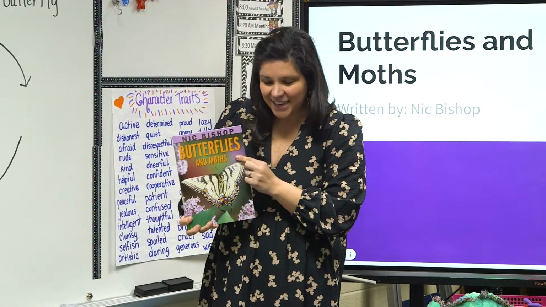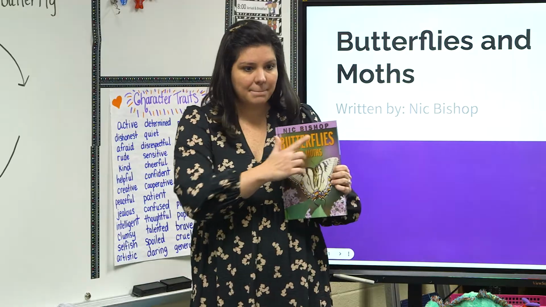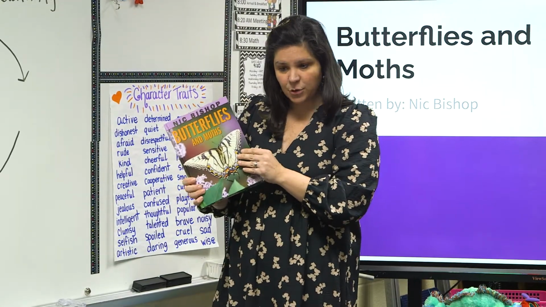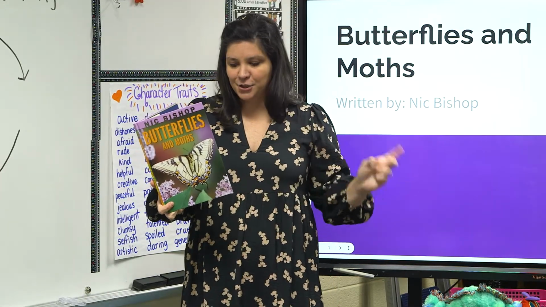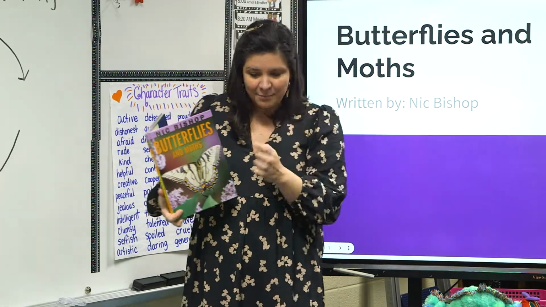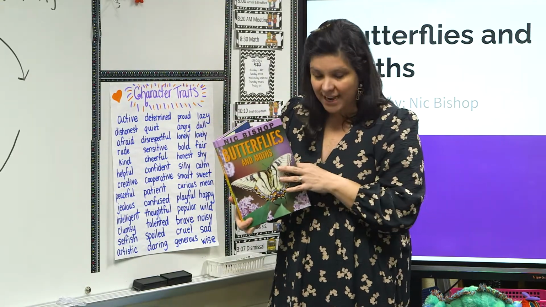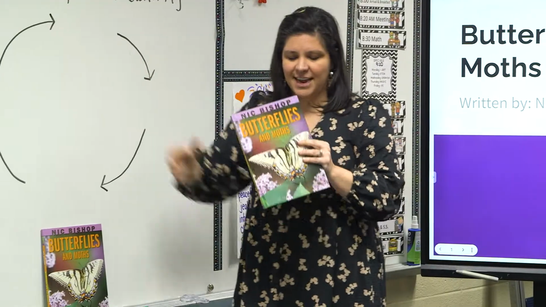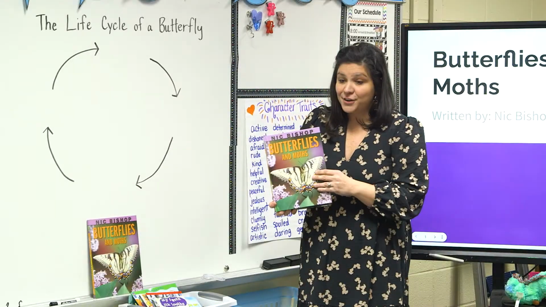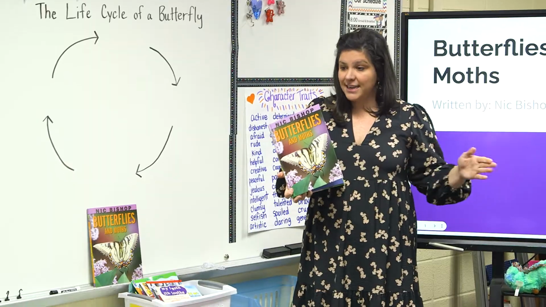We're going to read a book. The title is Butterflies and Moths, and the author is Nick Bishop. This is a nonfiction story, and it's going to tell us all about how an egg turns into a butterfly. The author, Nick Bishop, is going to use some photographs and words to explain that life cycle to us. Can you say life cycle? Life cycle. All right, here are the words: life cycle. That's what we're going to learn about today. This author tells the information in this book in a sequence, so it's going to follow the steps of the life cycle in order.